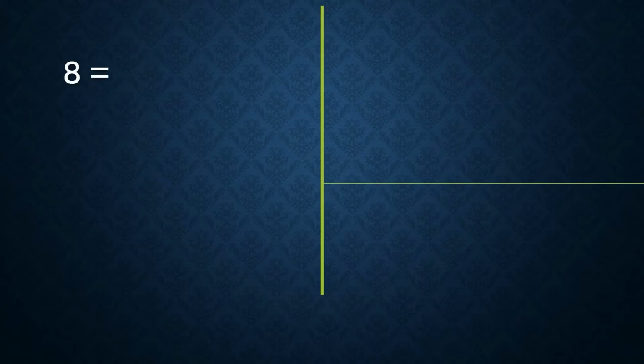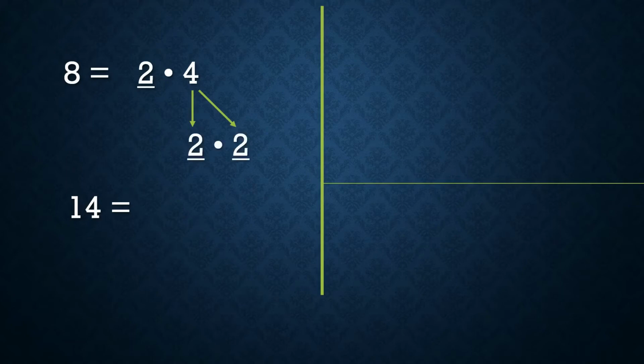Okay, so let's have 8 and 14. 8 has a pair of factors of 2 times 4. 2 is already a prime number but 4 is not yet. So kunin natin yung factor niya, which is 2 times 2. And that's why we can say that the prime factorization of 8 is 2 times 2 times 2.